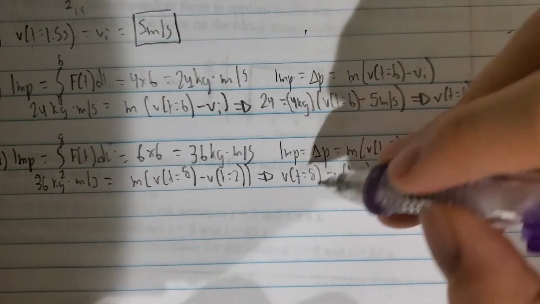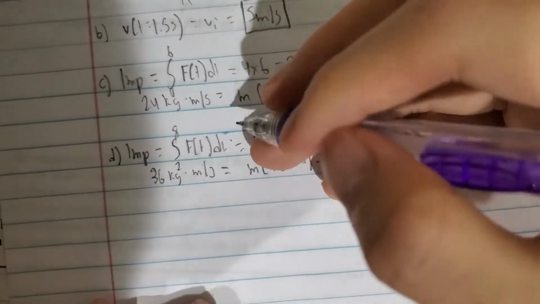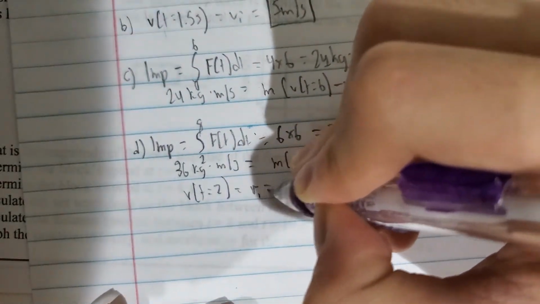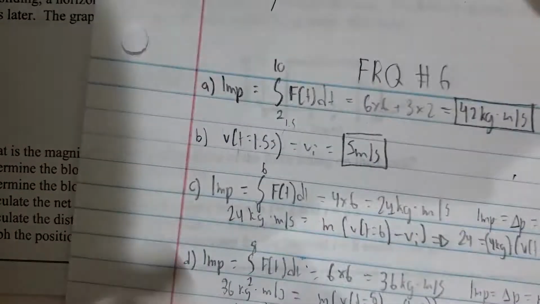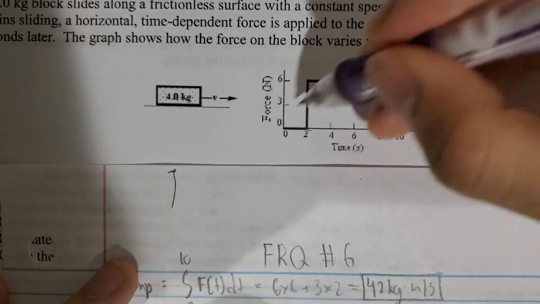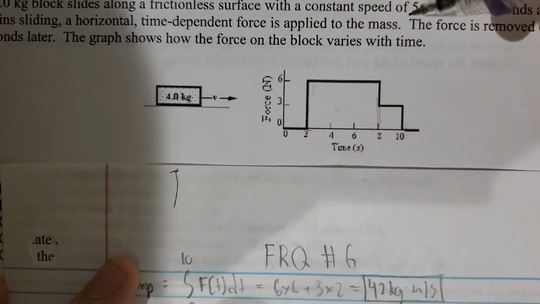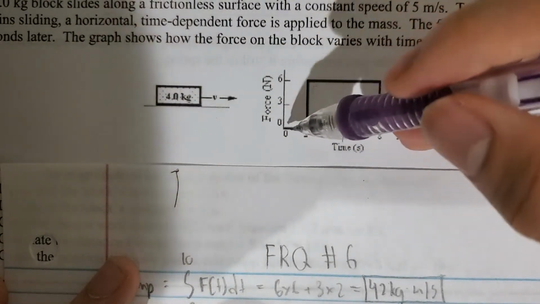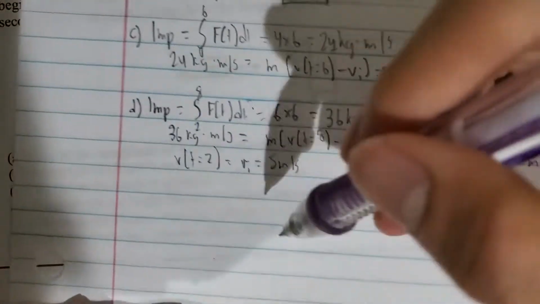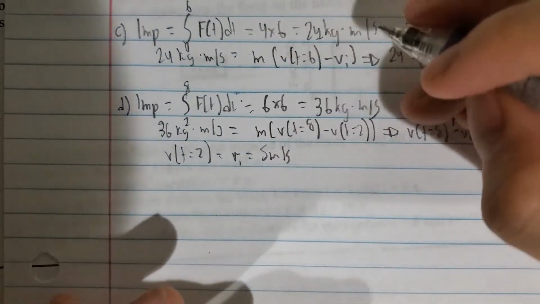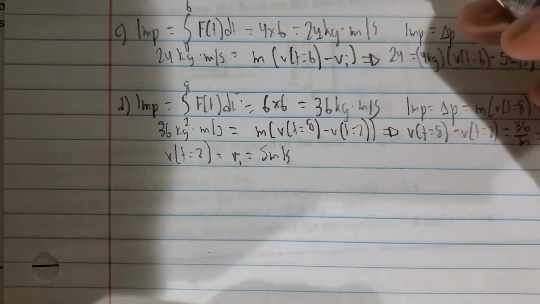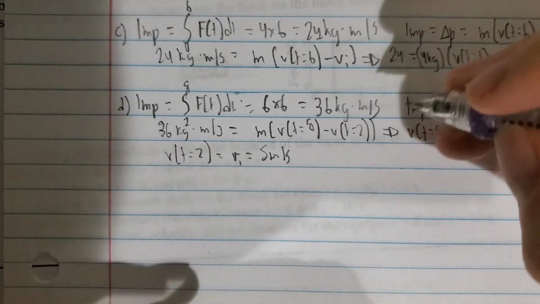Now I can use this to help me find my v at t equals 8. Okay, so first of all, I already know that v at t equals 2 seconds is equal to my v initial, which is 5 meters per second, because no force is acting upon the block until 2 seconds. So that's why it remains the same as v initial at t equals 2 seconds.